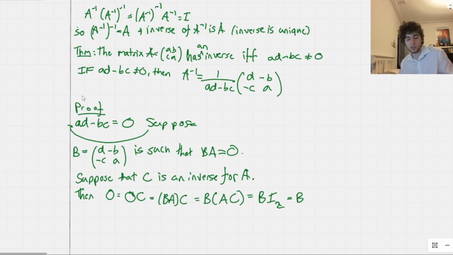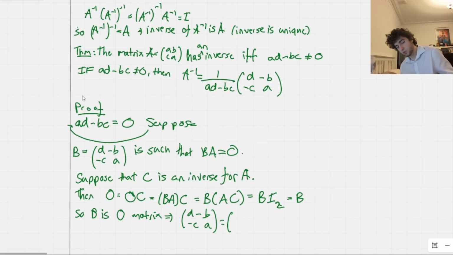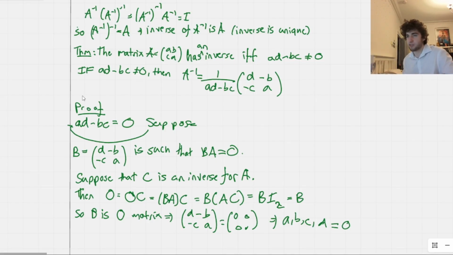Since B is the 0 matrix, D minus B minus CA is just equal to all zeros. So effectively that tells us that all of A, B, C, and D have to be equal to 0, which is basically crushing our matrix. Because that's true, the matrix A, which is equal to ABCD, is also the 0 matrix.